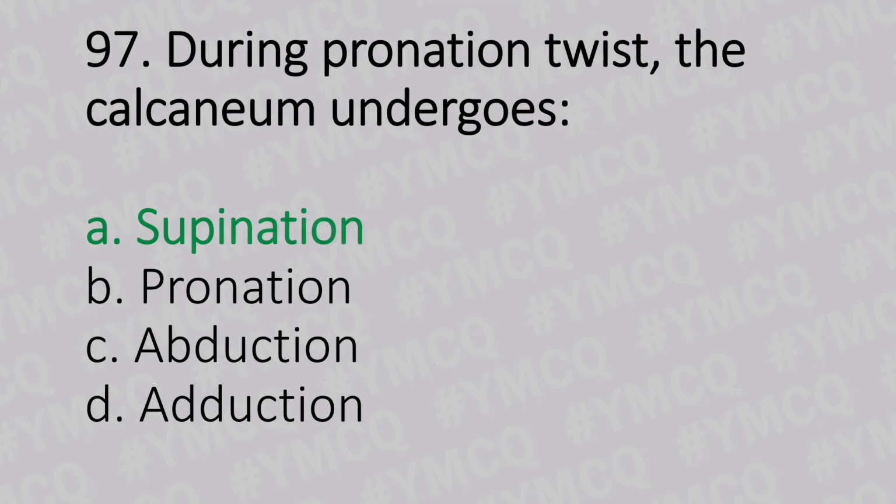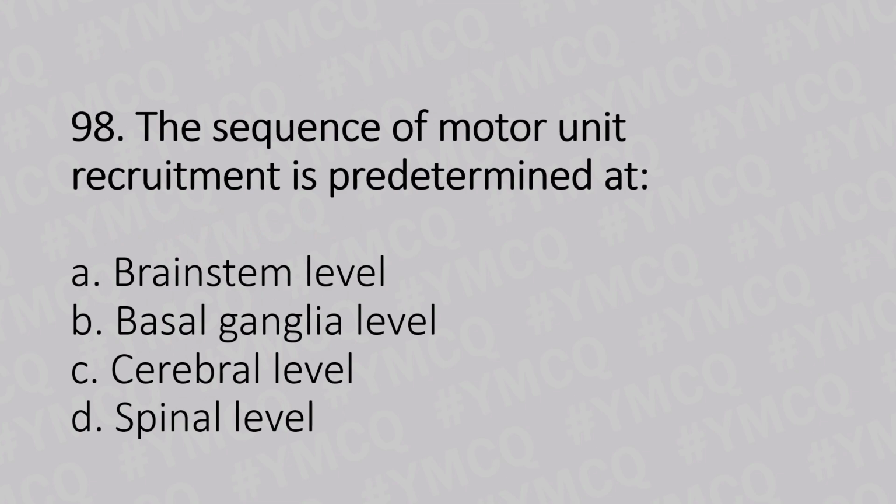Moving to our 98th question. The sequence of motor unit recruitment is predetermined at option A, brain system level. Option B, basal ganglia level. Option C, cerebellar level. Option D, spinal level. And the answer is option D, spinal level.